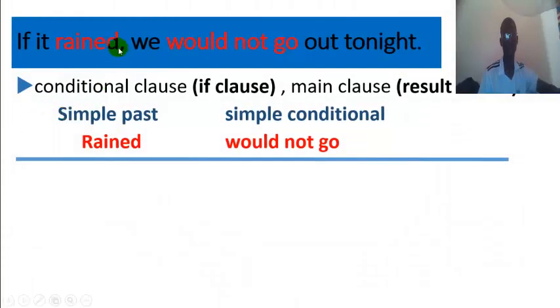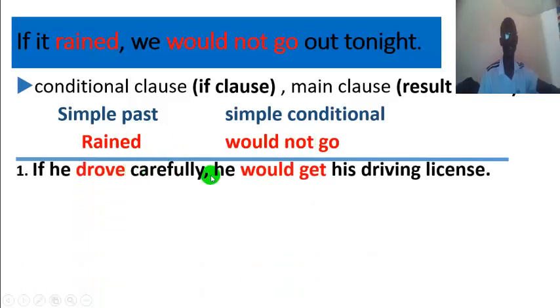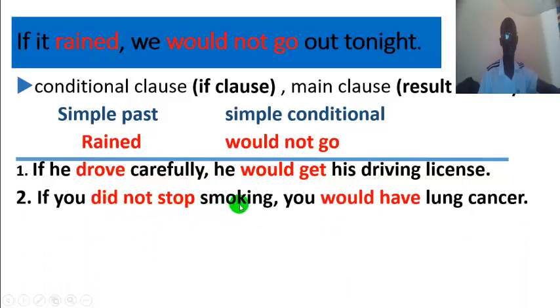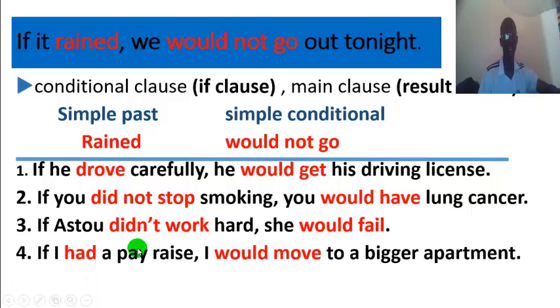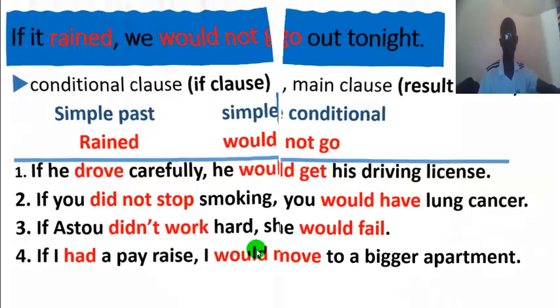Now, recap. Here, the sentence is divided into two parts. The first part being the conditional clause with the preterite, and the second part being the main clause with the simple conditional. So, rained, would not go, or would go. If he drove carefully, he would get his driving license. If he didn't stop smoking, you would have lung cancer. If Astu didn't work hard, she would fail. If I had a pay raise, I would move to a bigger apartment.